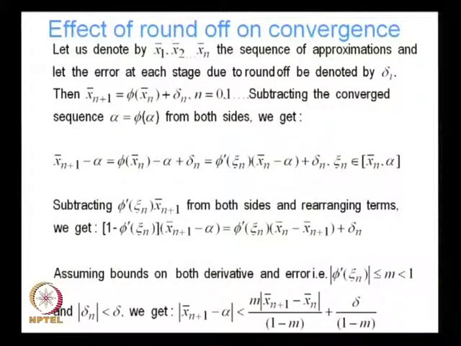So, let us denote by x1 bar, x2 bar, xn bar the sequence of approximations. Why are we using a bar on top? Because we want to denote them as the real sequence of approximations, meaning they have round off in them, right. While x1, x2, x3, xn did not have any round off, they are sort of our ideal iterate values, which assume that there was no round off. Let us now consider x1 bar, x2 bar, xn bar, where there is round off, and let the error at each stage due to round off be denoted by delta i, right. Then we can write x bar n+1 = phi of x bar n + delta n, because there is this round off. So, delta n is my round off for n = 0, 1 and so on. This is going to be true at every stage in our iteration.